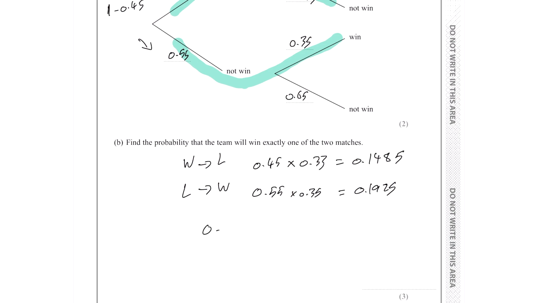And then finally, you can add the two together. So that'll be 0.1485 plus 0.1925, which gives you 0.341.